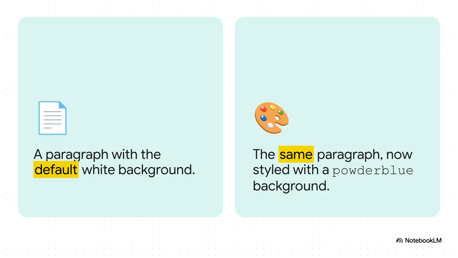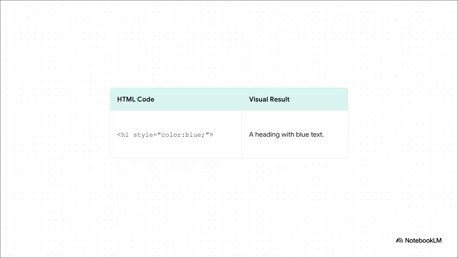You gotta love that. Okay, so what about the text itself? For that, we use the color property. And hey, here's a quick tip. It's just color, not text color. That's a super common mistake when you're starting out.